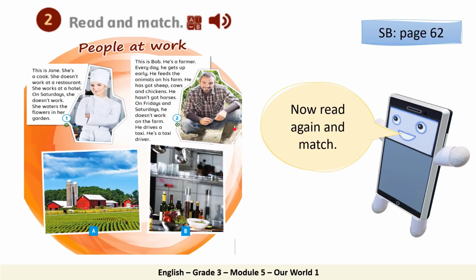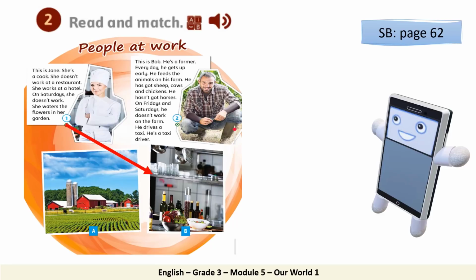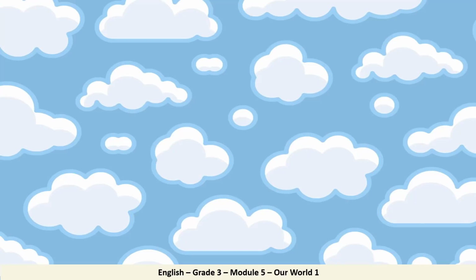Have you finished yet? Okay, let's do it together. Text number 1 is matched with B. Very good. And text number 2 is matched with A. You always amaze me, my dear students. And now let's answer these questions to check if you understood the text you've read.